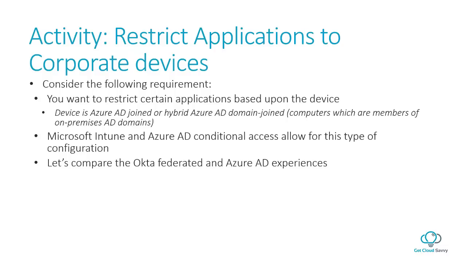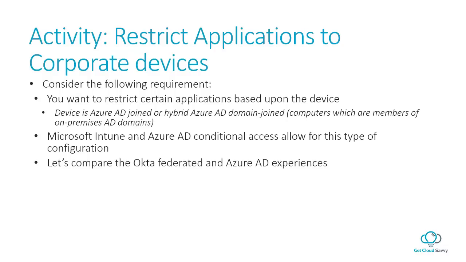Or consider hybrid Azure AD domain joined, which are computers that are members of on-premises Active Directory domains, which are synchronized. The computer objects and certificates for those computer objects are actually synchronized to Azure AD, so you can use them in conditional access. So Microsoft Intune and Azure AD conditional access allow for this type of configuration.